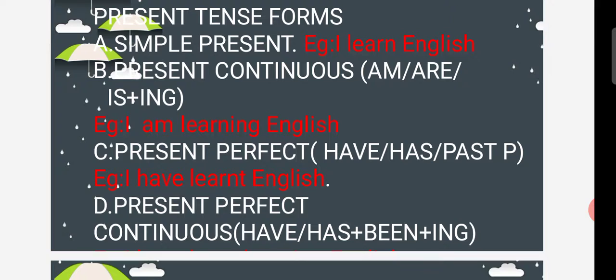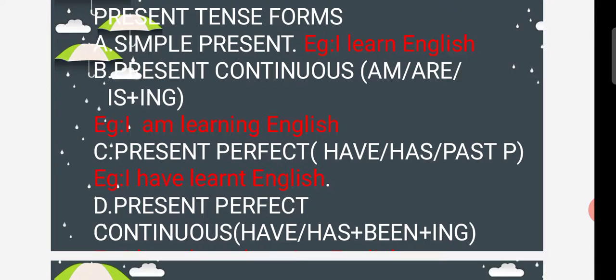The present tense forms, let us see. A simple present tense. First of all, let us see simple present tense. I learn English. In this there is a subject, verb and object. I learn English. So learn becomes verb here and it is in simple present tense. It can be a daily action or it can be the action of the present moment.